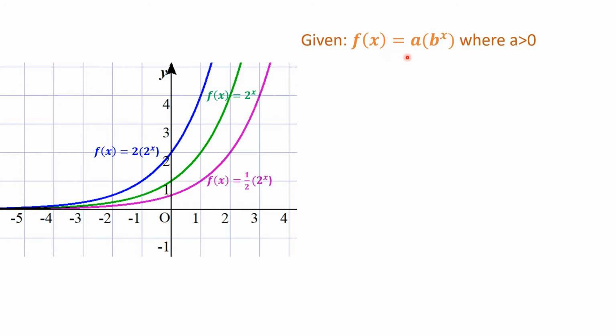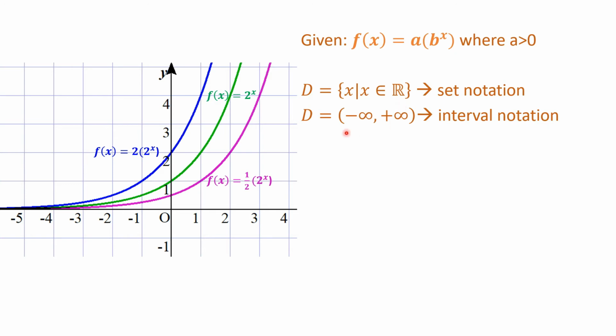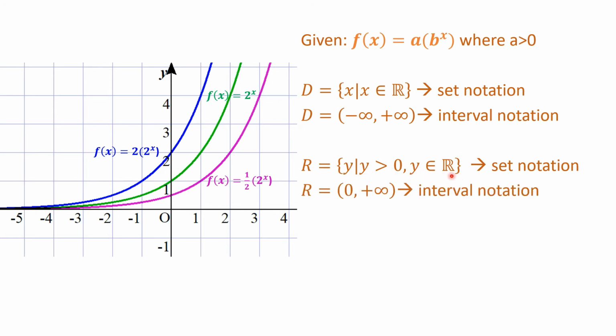So that is, given f of x equals a times b to the x, where a is positive or greater than 0, the domain is still the set of x values such that x is an element of real numbers, and in interval notation, that's negative infinity to positive infinity. Then for the range, it is the set of y values such that y is greater than 0, so all positive numbers, and y is an element of real numbers, so all positive real numbers. Or in interval notation, that's from 0 exclusive to positive infinity. So the value of a does not affect the domain and the range.